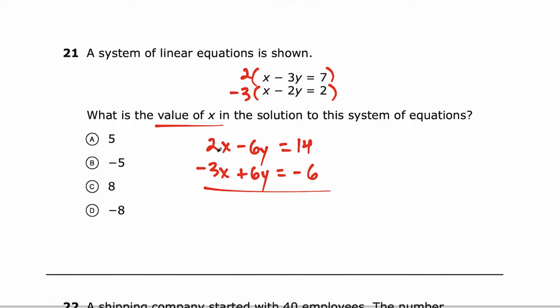And notice here, when I add these equations together, negative 6y plus 6y cancels. And then I have 2x minus 3x is minus 1x. And then on the right side, 14 minus 6 is 8. So then to solve for x, just divide both sides by negative 1, and you're going to get x equals 8 divided by negative 1 is negative 8, and this gives us choice D.